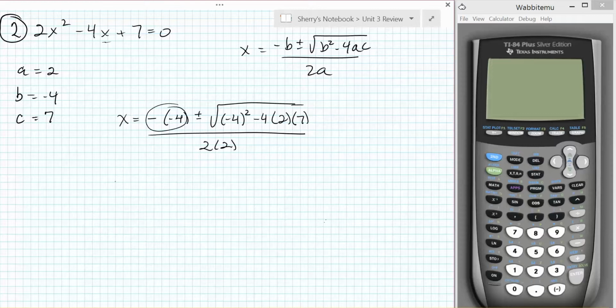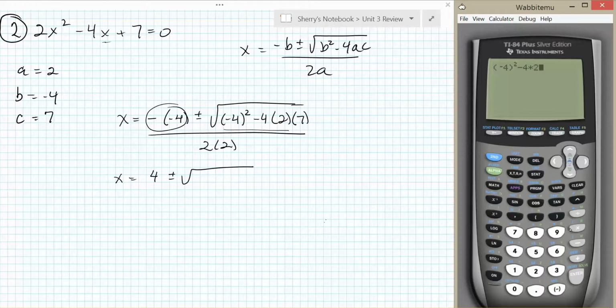Again, treat each of these as 3 different sections that we want to find. The opposite of -4 gives me 4, plus or minus the square root of. Now I've got to figure out what's inside here under the radical. So I'll come over to my calculator, plug it in just the way that you see it. We want to start with the -4 in parentheses, and we want that squared, minus 4 times 2 times 7, and this ends up giving me a -40 inside of the radical. And we want to divide that by the 2 times 2, which is 4 on the bottom.